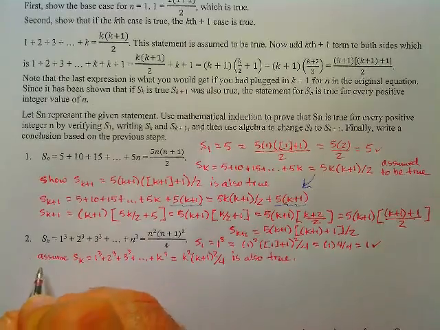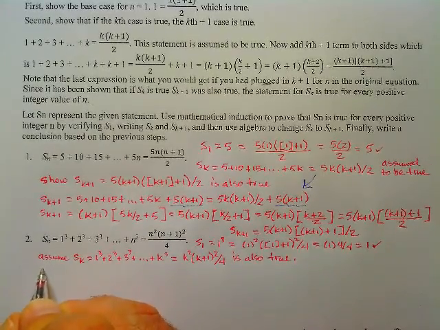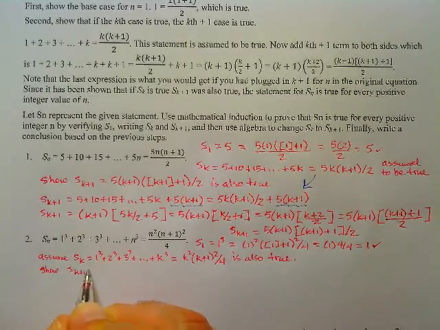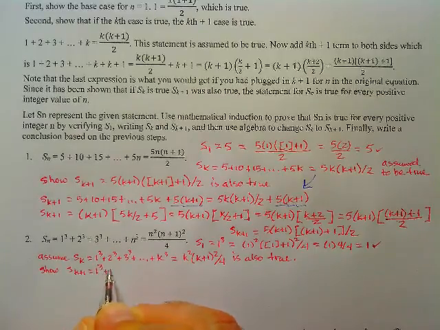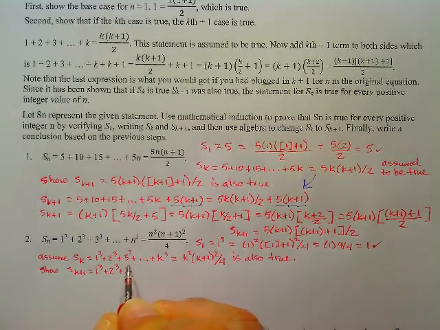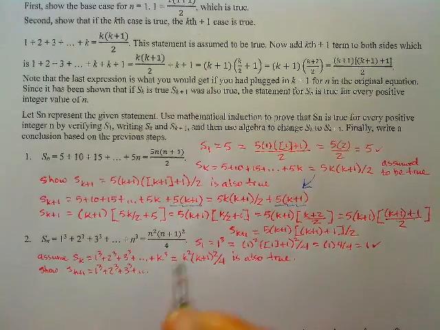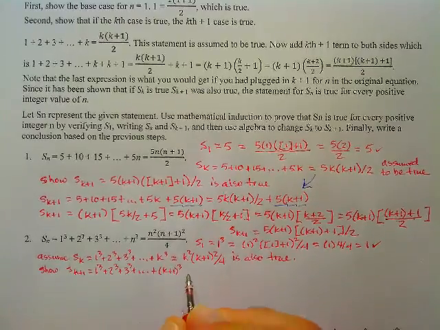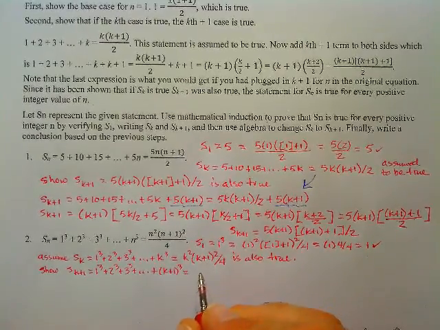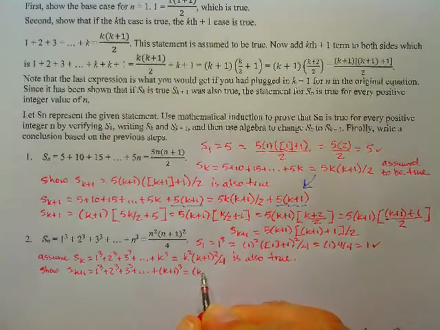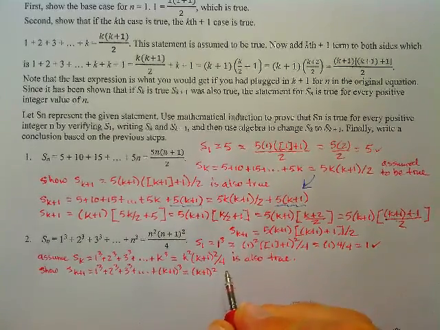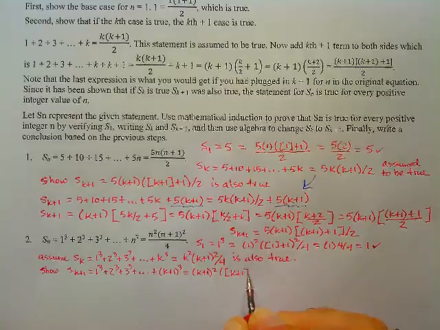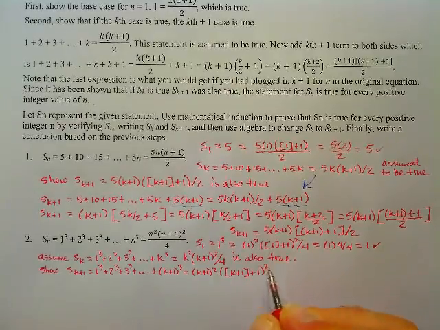So we want to, and again, this is not really a step, it's just explaining what I want to do. I want to show that sk plus 1, which would be again 1 cubed plus 2 cubed plus 3 cubed plus dot dot dot up to k plus 1 cubed, that all of that will equal k plus 1 squared times k plus 1 plus 1 squared over 4.